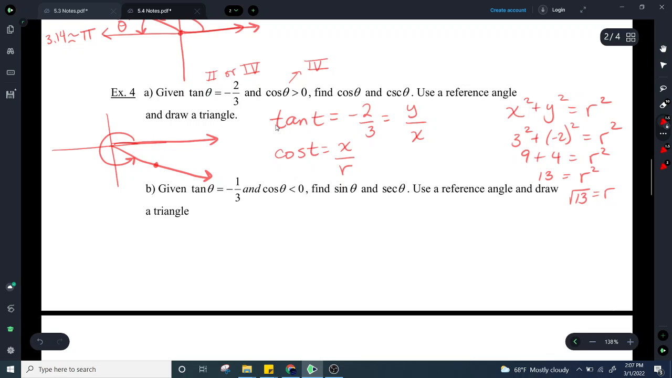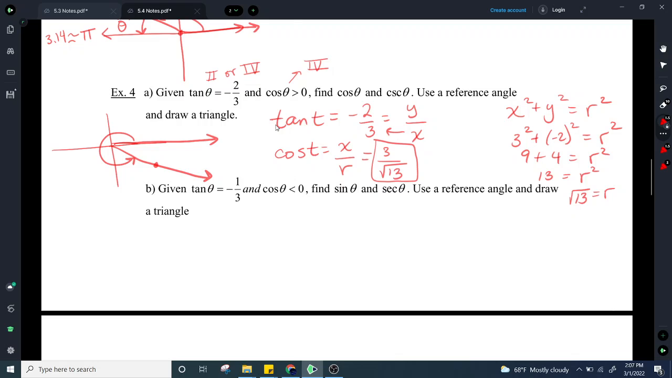Remember, r is always positive. So cosine is going to be 3 over the square root of 13. Remember, 3 was the x value, the denominator. Notice this is positive, and cosine should be positive if I'm in the fourth quadrant, exactly as we said. Cosine should be positive, and there it is.